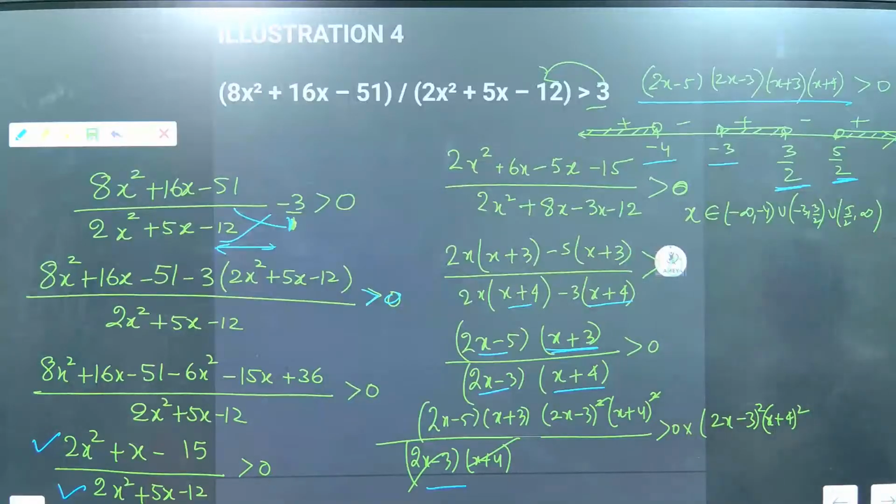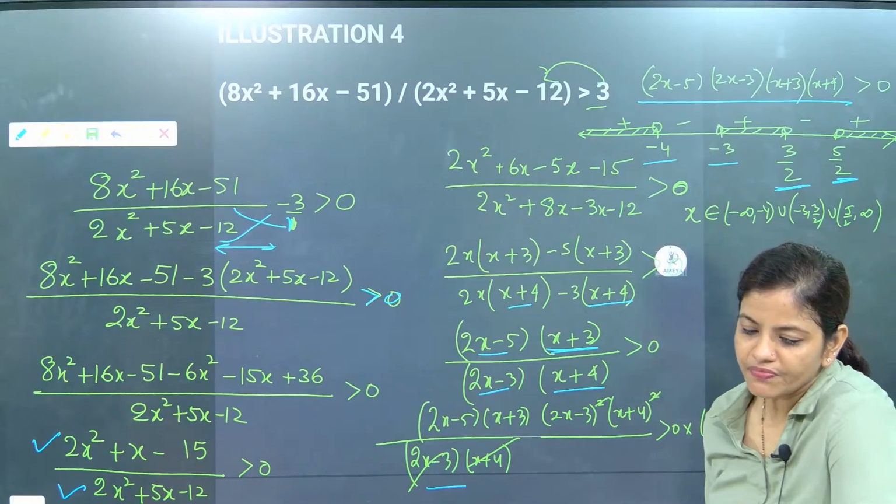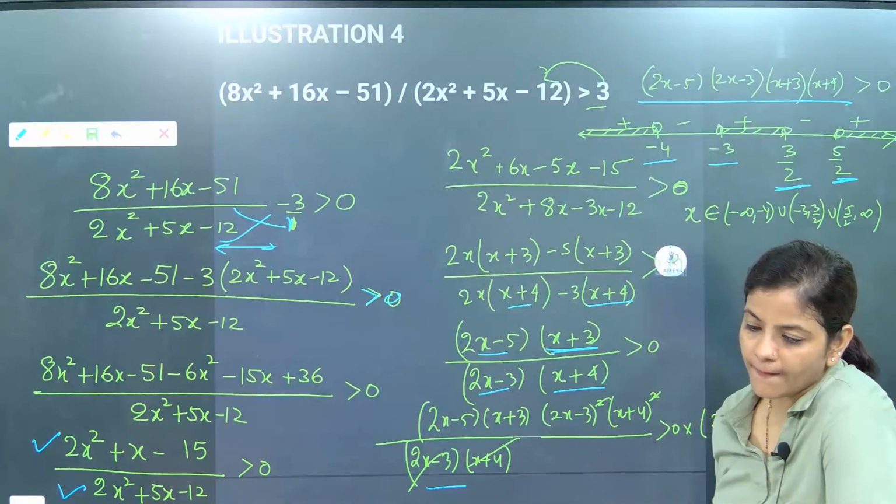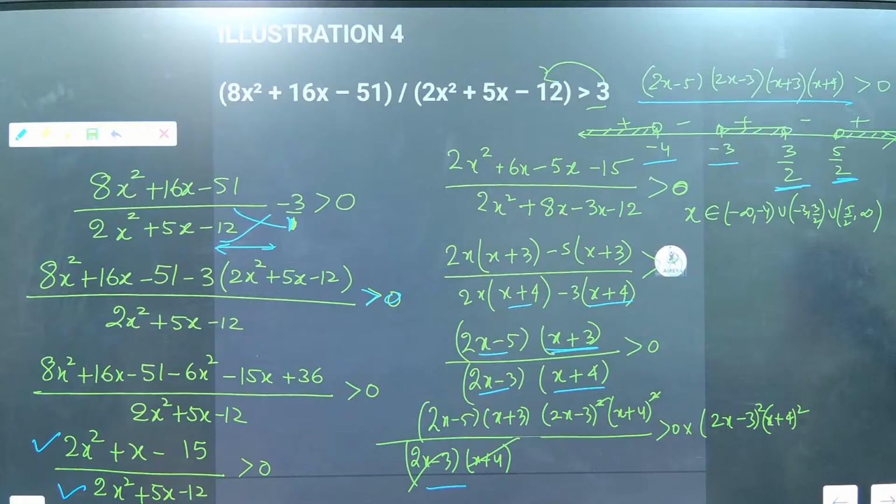After that, we are doing region division: minus infinity to minus 4, minus 3 to 3 by 2, and 5 by 2 to infinity. So this is your region. Understood, everyone?